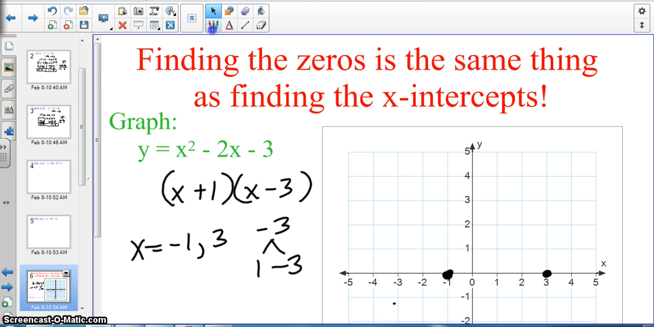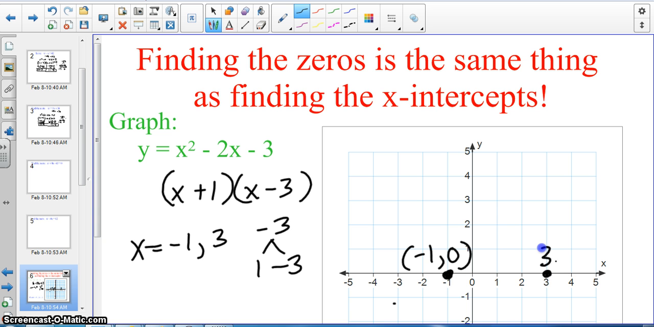So let's find the coordinates of each point. So this one, our x is negative 1, our y is 0. Our x for this is 3, our y is 0. All x-intercepts have a y coordinate of 0. That's why these are called zeros. We want to find where it crosses the x-axis, which is known as where our y's will be 0.